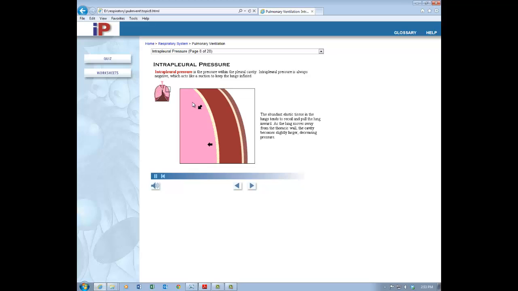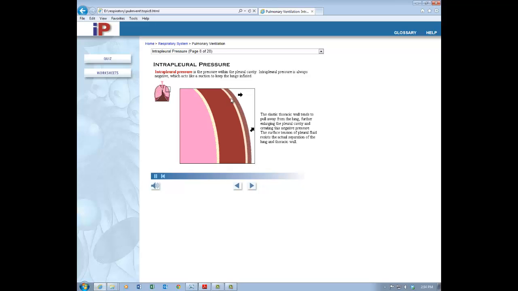The abundant elastic tissue in the lungs tends to recoil and pull the lung inward. As the lung moves away from the thoracic wall, the cavity becomes slightly larger. The negative pressure this creates acts like a suction to keep the lungs inflated. Click the thoracic wall to observe the effect of its elasticity.